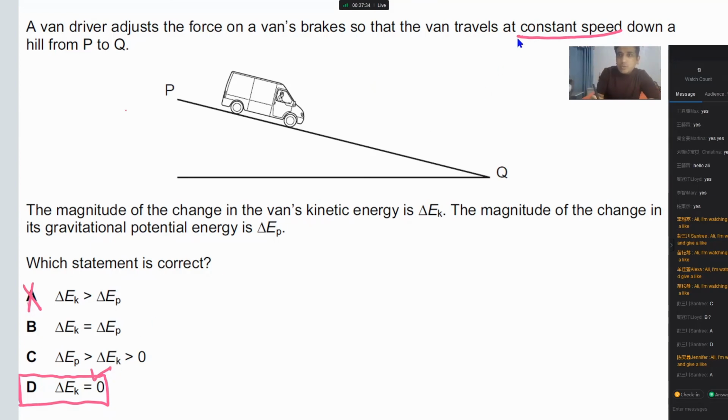So you need to read the question carefully, please. The answer for this question is D. A is not the answer. This is just a tricky question. If you miss this piece of information, you can't find the answer. So you need to read the question carefully. Okay, so the answer for this question is D. Let me check the answer. Yes, the answer is D because the speed is constant, so there is no change in kinetic energy.